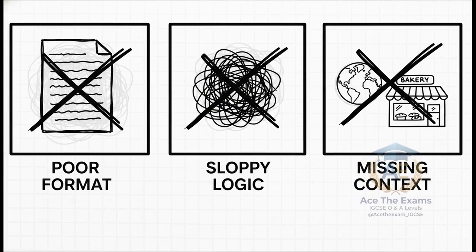And mistake 3, the absolute most fatal trap, answers not specific to context. Sam realized that writing a generic textbook answer about global corporations when the prompt is about a local bakery run by 2 sisters results in a score of 0 for context.